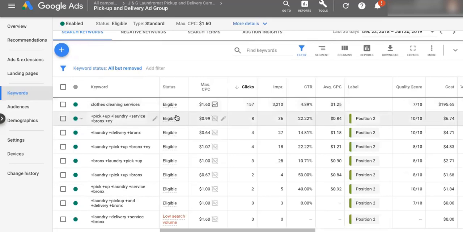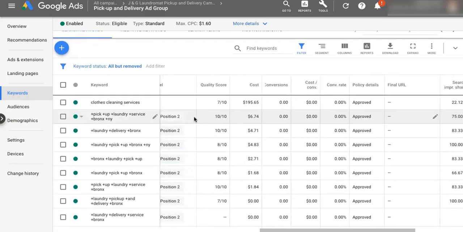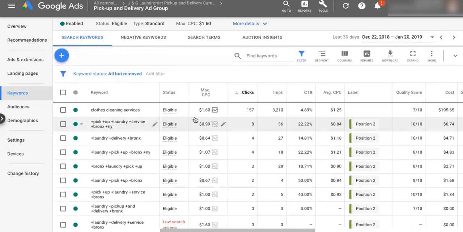Oh, scroll to the left. There it is. Max CPC. That's the bid price. Where is it? To the left. There it is. Oh, there we go. Yeah, $1.60, and then the other's 99 cents.